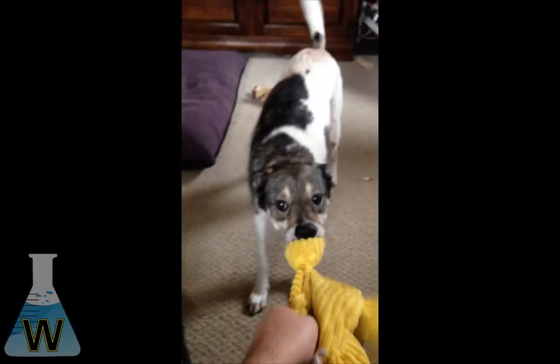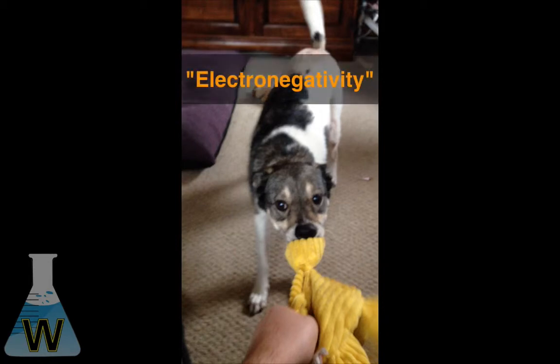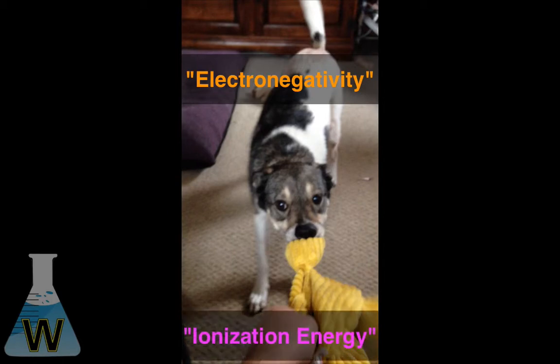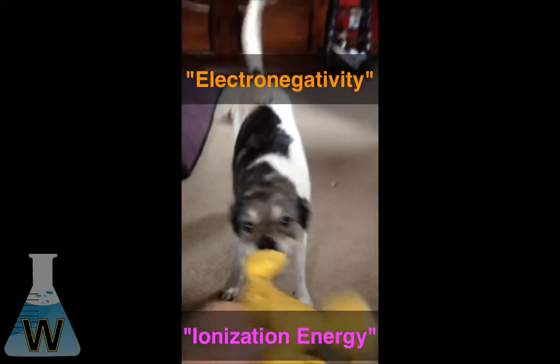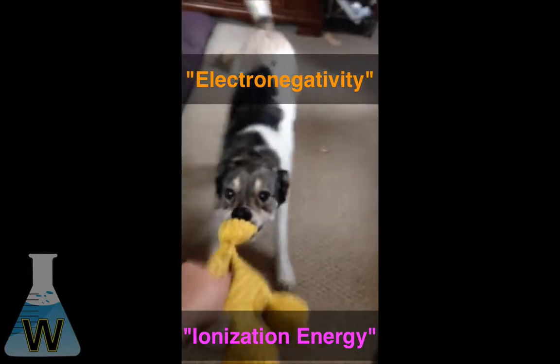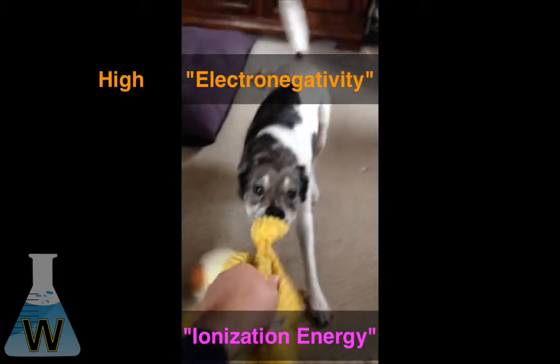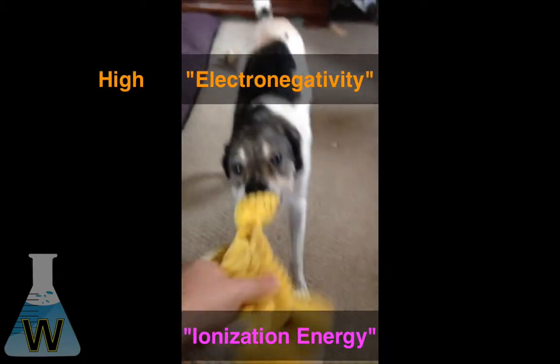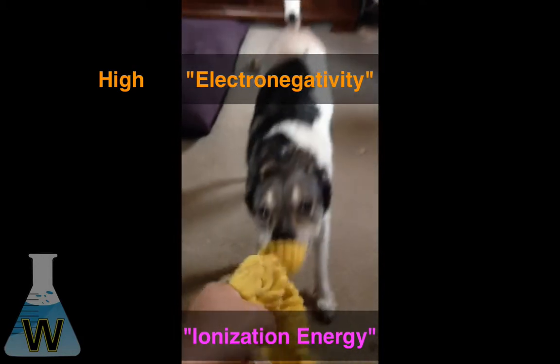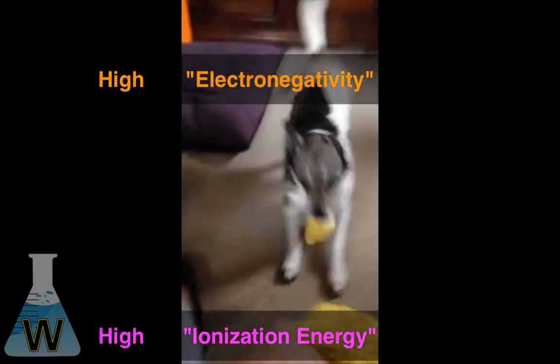So in this video, I'm playing tug of war with Barley. Now, Barley's trying to pull the toy towards him, so we're going to call him electronegativity. I'm trying to pull the toy away from him, so we'll call me ionization energy. Let's see what happens when we actually start to play here. So you can see Barley's pretty strong. His electronegativity value, really high. So that means I have to pull really hard to get the toy away from him. So ionization energy, really high.